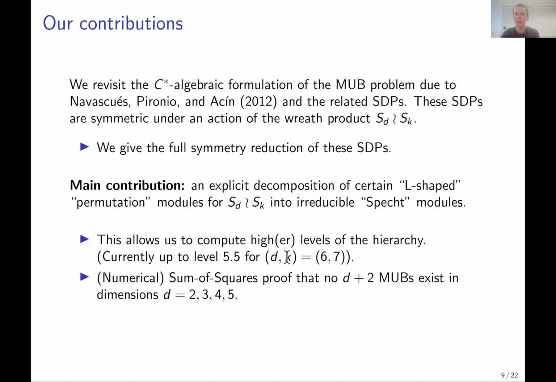Unfortunately, we still don't show that there do not exist 4 MUPs in dimension 6. What we do reprove, using sums of squares techniques, is that there do not exist d+2 MUPs in dimensions 2, 3, 4, and 5. Okay, so again, this is just a proof of concept. It's nothing new, but it's kind of nice that it follows from this approach.